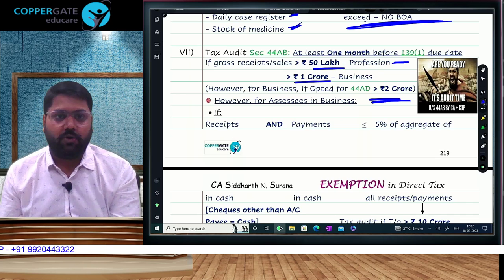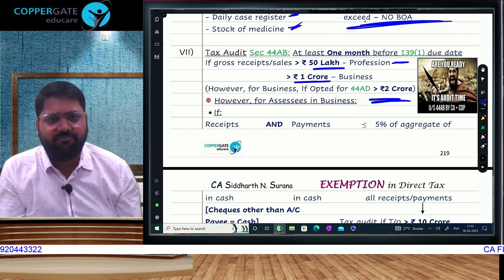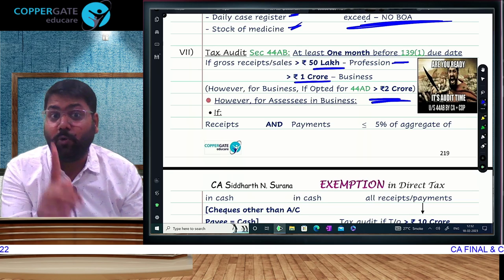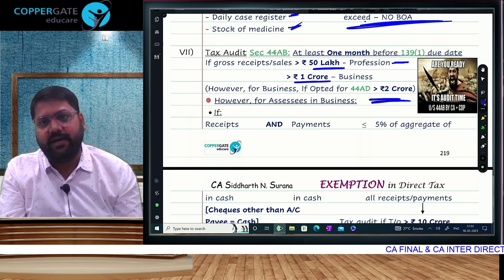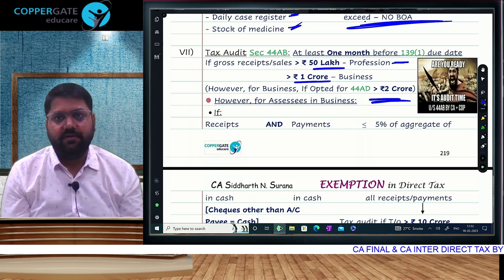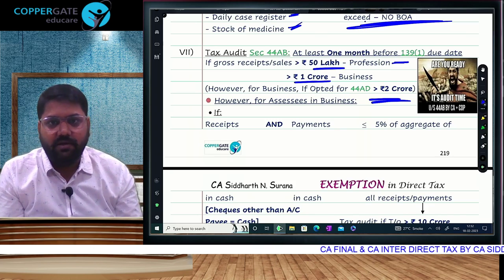Those who opt for 44AD, then up to 2 crore you will not have books of accounts, then audit will not be compulsory, only if you opt. So after 1 crore, if you want to escape audit, then you have to take presumptive. If you don't take presumptive, then audit will become compulsory.